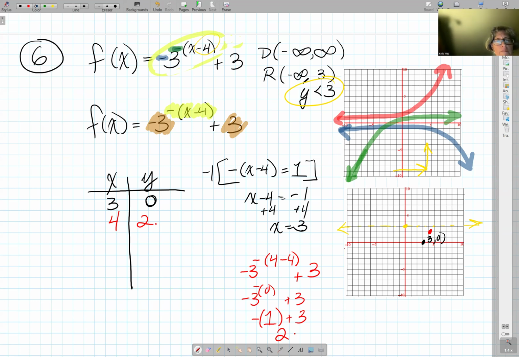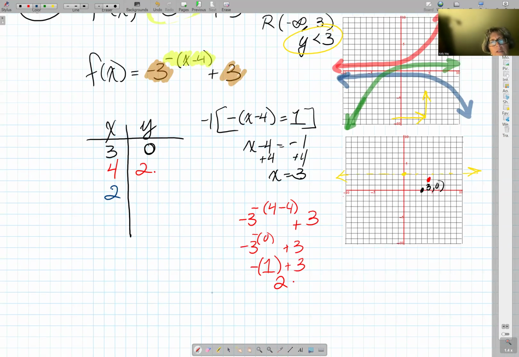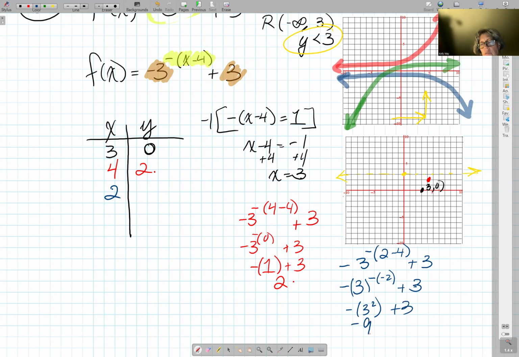And I'm going to go to the left of it and put a 2. And that's going to be down here, -3, negative, parentheses, 2 minus 4 plus 3. So I have -3. It's like this. And so that's going to be -2 plus 3. And double negative makes a positive. So this is going to be -3, technically squared, plus 3. This is -9 plus 3 makes us -6. So at 2, we are at -6.